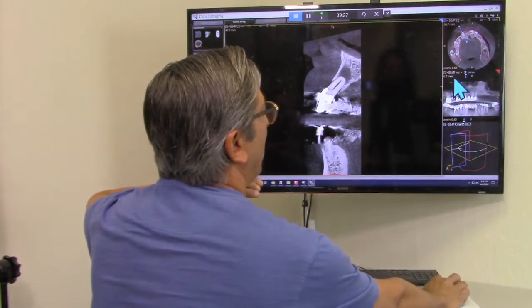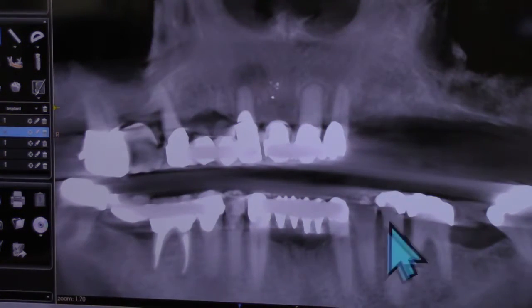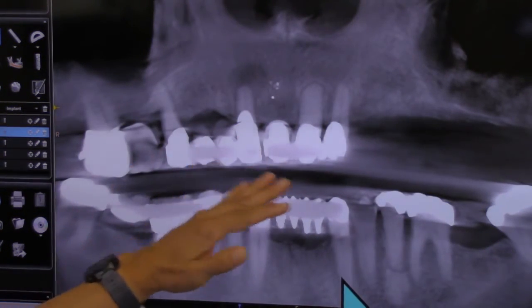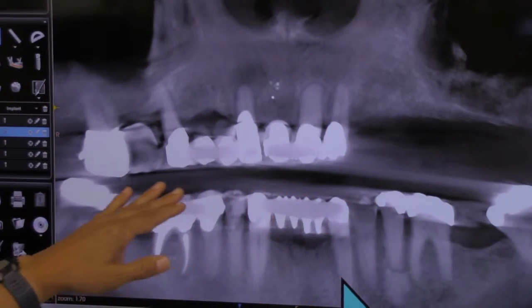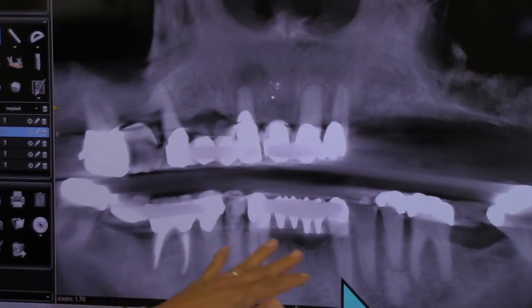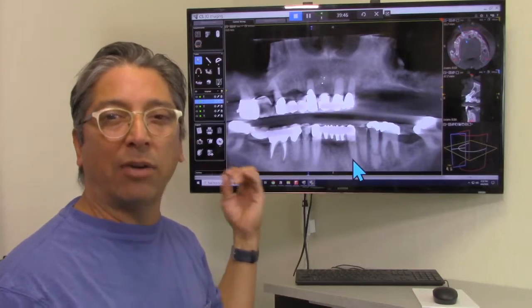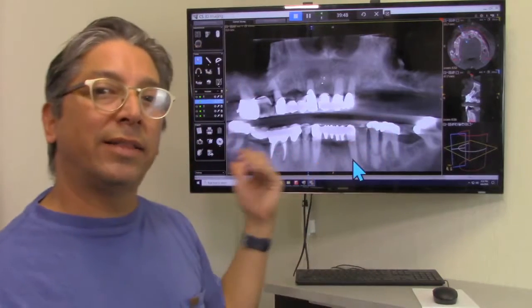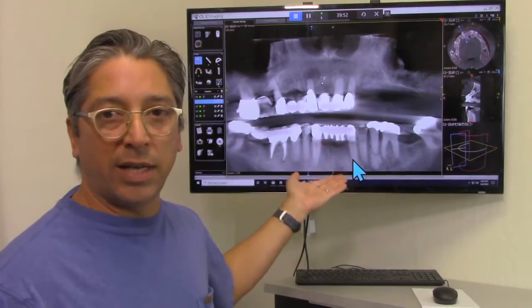Now, going back to this case, we're going to talk about the upper, and it's pretty clear to me that this person cares about their teeth because they've invested quite a bit of money in putting these bridges in, as well as bridges and crowns on the bottom. So I know the patient cares, but maybe the patient doesn't understand how to take care of the dentistry they just purchased. Dentistry is only as good as the person taking care of it.